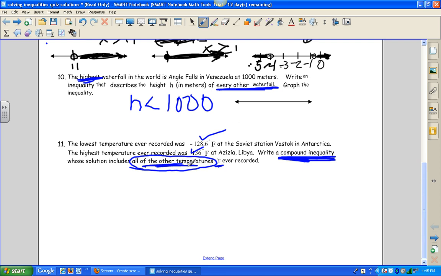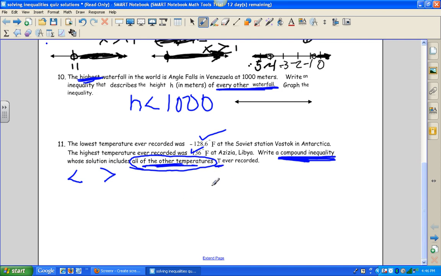So that means that these other temperatures fell somewhere between the lowest and the highest. It didn't include the lowest and the highest, because these were the records. We want to look at all the others. So therefore we should conclude that our inequality symbols will be greater than or less than symbols, not the ones that include the equal to, because we don't want to include those. We want all of the other temperatures. All right, so let's write it.